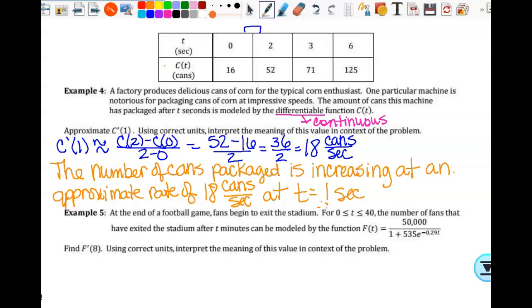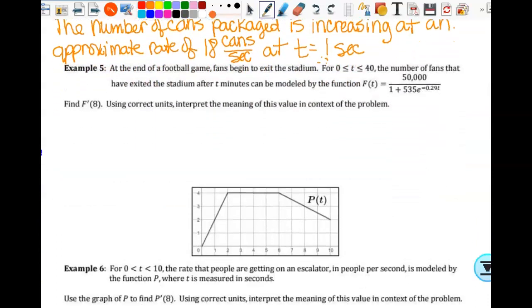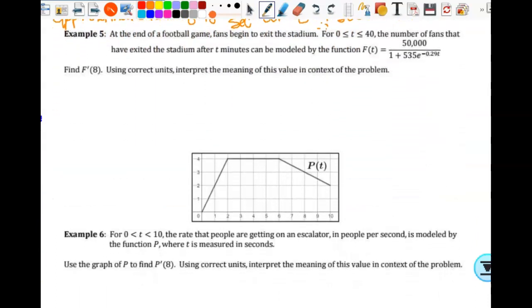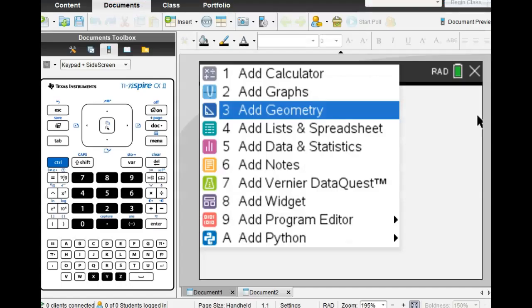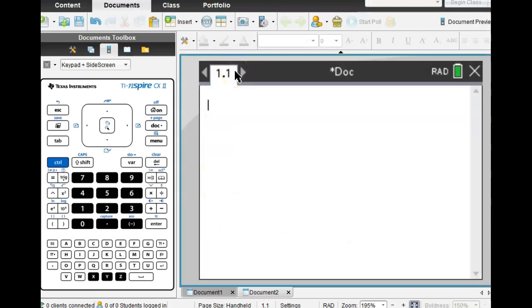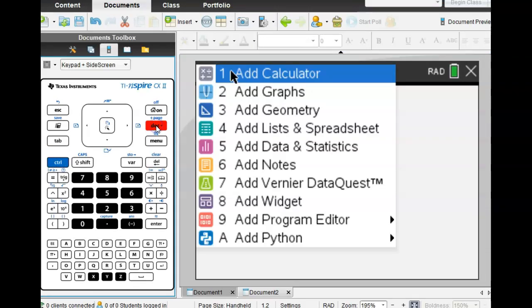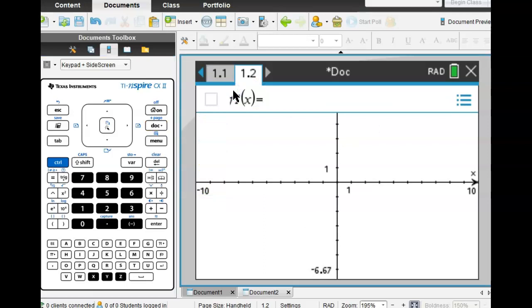What questions you got? All right, so the next one is one that we can do on the calculator. Do y'all have your calculators? So we want to make sure we add a calculator and then also add a graph. All right, are we all okay on how to do that? Okay, yeah, control doc, which is the plus page part there.